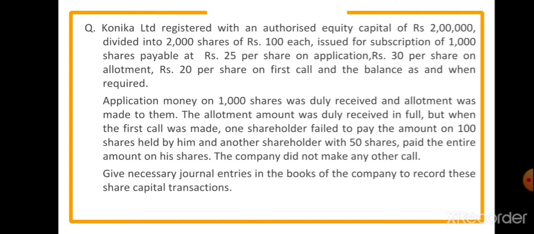Application money on 1,000 shares was duly received and allotment was made to them. The allotment amount was duly received in full, but when the first call was made, one shareholder failed to pay the amount on 100 shares held by him, and another shareholder with 50 shares paid the entire amount on his shares. The company did not make any call. Give necessary journal entries in the books of the company to record these share capital transactions.